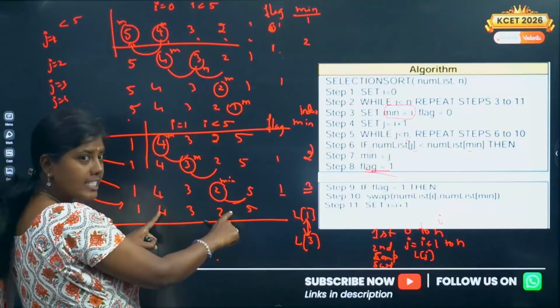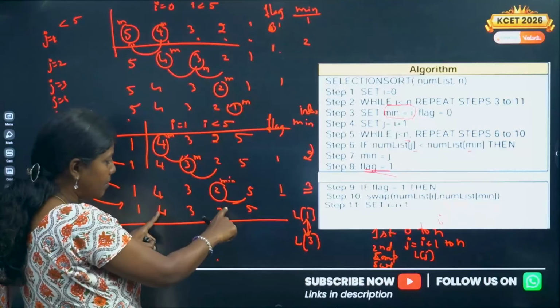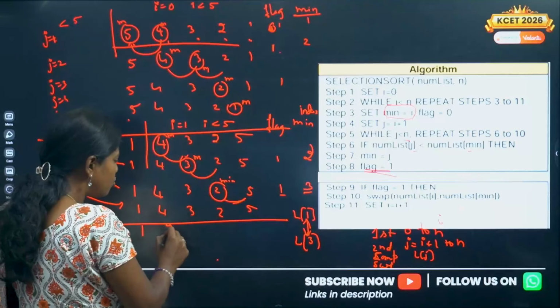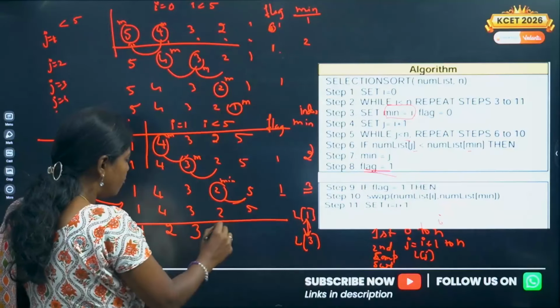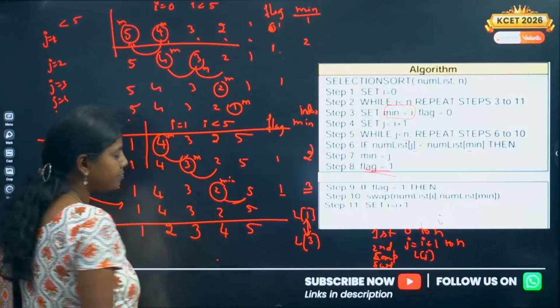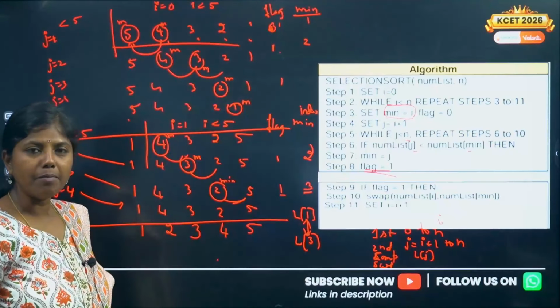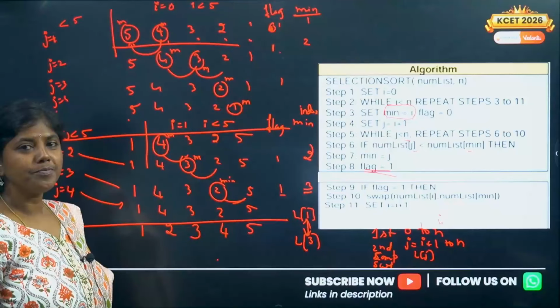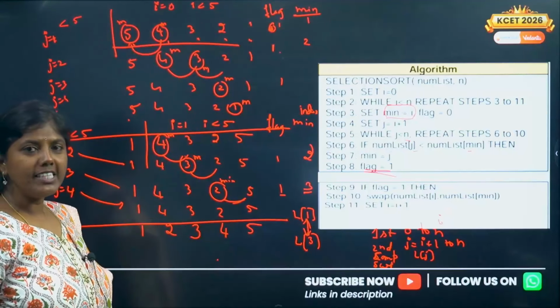L of 1 is this. Second element should be sorted. Then minimum is going to be the 2 only out of this. Then I have to swap it. 1, 2, 3, 4, 5. I have swapped it. Is the point clear? Understood? Now, it's very simple.